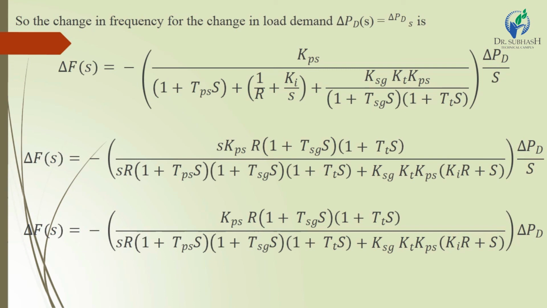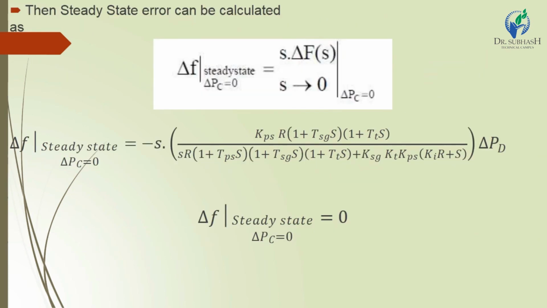Delta f of s is equal to minus Kps into R plus 1 plus Tsg into s, 1 plus Tt into s, upon s into R into 1 plus Tps into s, 1 plus Tsg into s, 1 plus Tt into s, plus Ksg into Kt into Kps Ki into R plus s, into delta Pd. Now the steady state error can be calculated from this equation. For delta f, the steady state value is equal to 0.